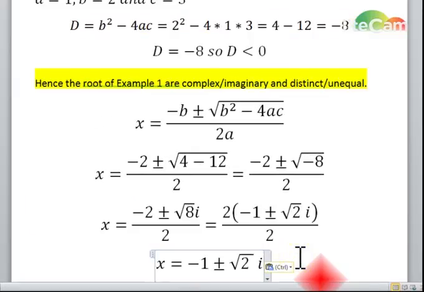So we can see here that I found the roots which are complex because iota is involved in these two roots, and these are imaginary, and these are distinct and unequal because one root is minus 1 plus under root 2 iota, and the second root is different by the symbol of minus, which is minus 1 minus under root 2 iota.